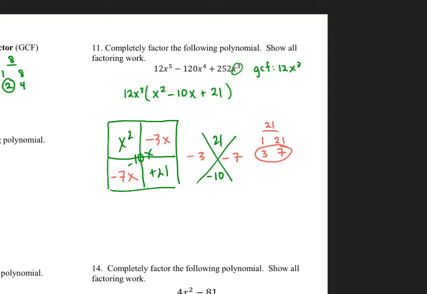Okay, now we can get the outside. So looking at my top row, x squared and negative 3x, we can take out an x, and then we work backwards. x times x gives me x squared, x times negative 3 gives me negative 3x, and x times negative 7 gives me negative 7x. So my final answer, don't forget the GCF out in front, is 12x cubed times x minus 7 times x minus 3.